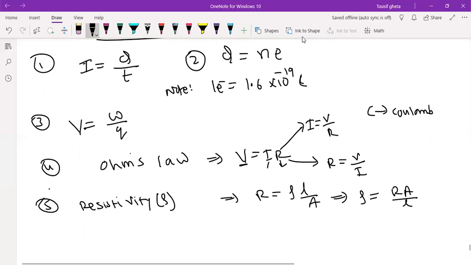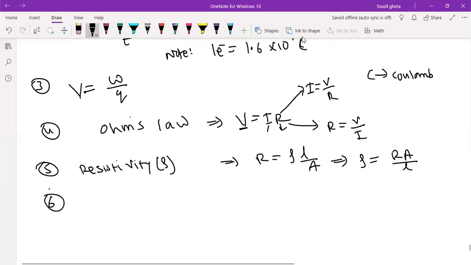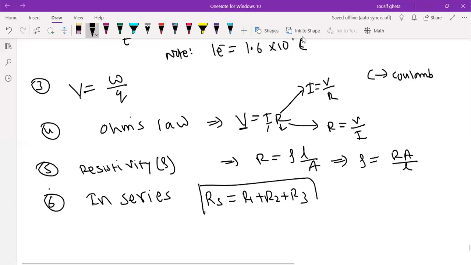Next formula is resistances in series. Resistance in series: Rs is equal to R1 plus R2 plus R3. If 4 resistors are there, then R1 plus R2 plus R3 plus R4, like this. Okay.